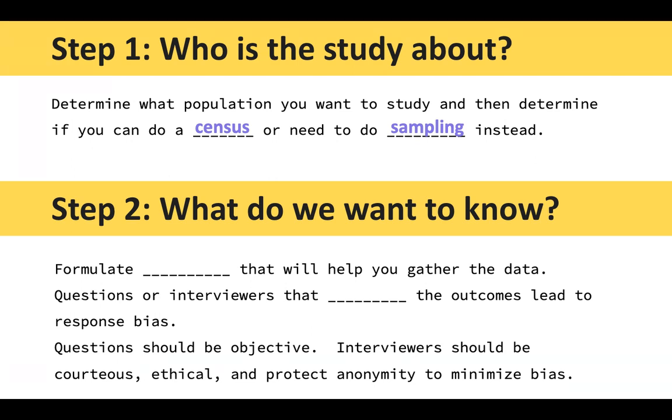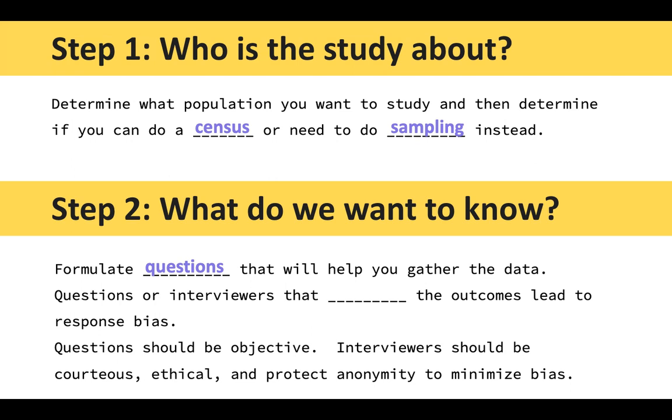Step two is to figure out what you want to know about your population. What is my parameter of interest? Remember, parameter is the what do I want to know. It's the number or fact that is true about my entire population. So when we are looking at what we want to know about our population, we're going to formulate questions, whether that be survey questions or experimental or observational study type questions that will help you gather the data.